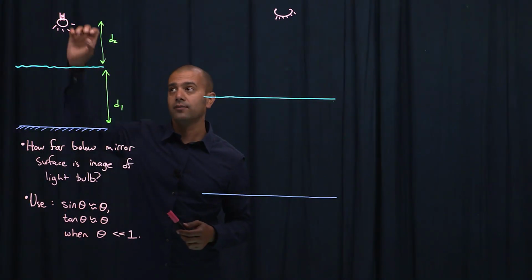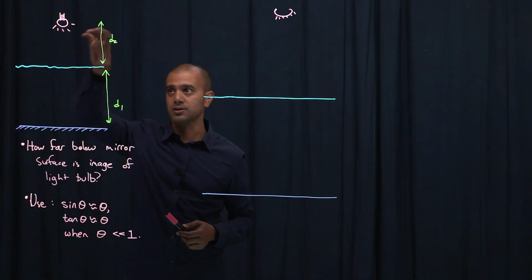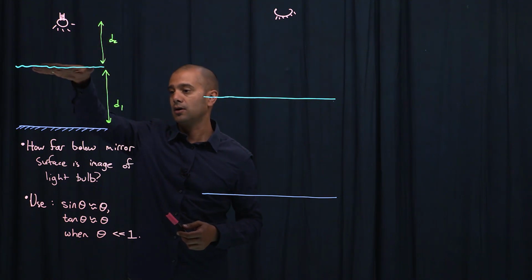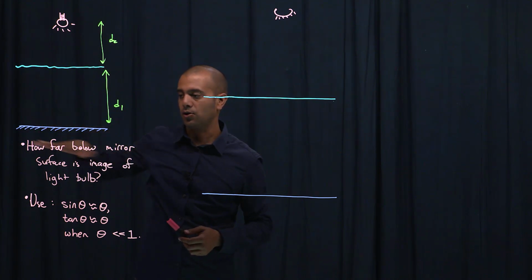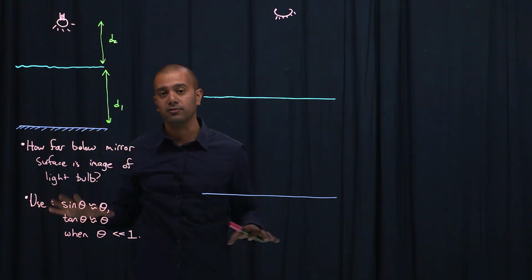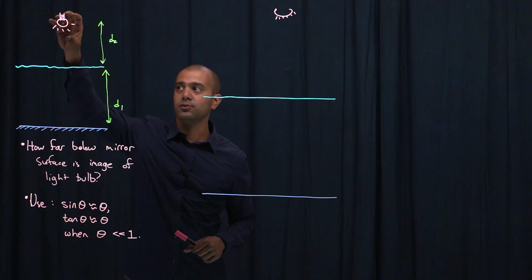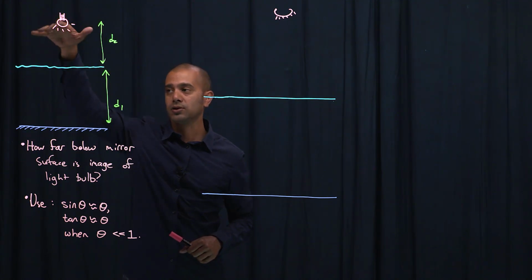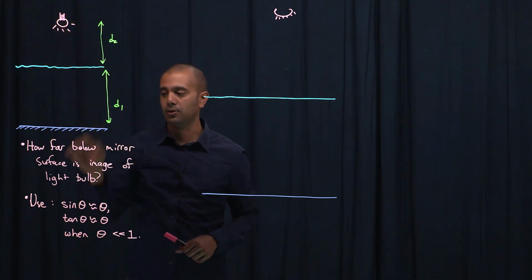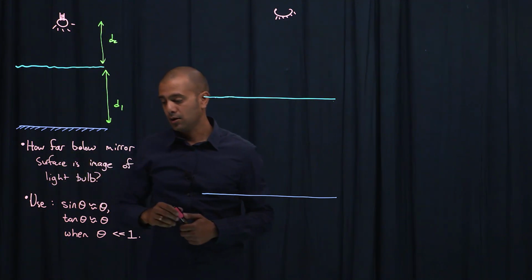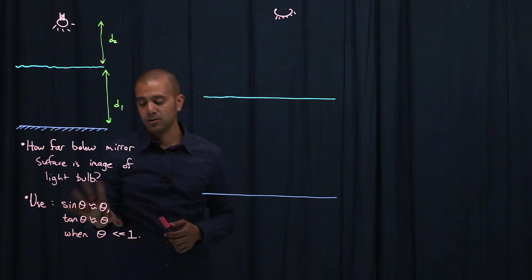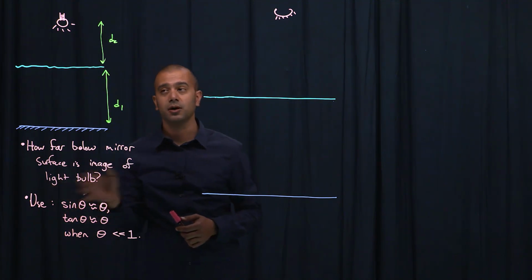As the problem states, we have a light bulb placed above a swimming pool some distance, d2, and the swimming pool is d1 deep. At the bottom of it, there's a large mirror. It's basically entirely reflective. The problem says if we stand right next to the light bulb and we look down at the water, we'll see an image of the light bulb somewhere below the surface of the pool. The question asks us, where is that image? And it tells us we can use a little bit about the small angle approximation to approach this problem.